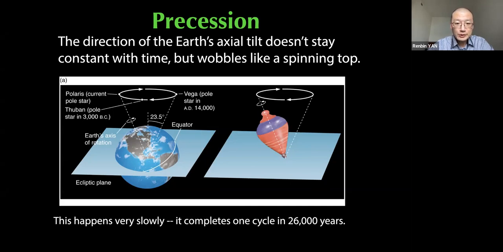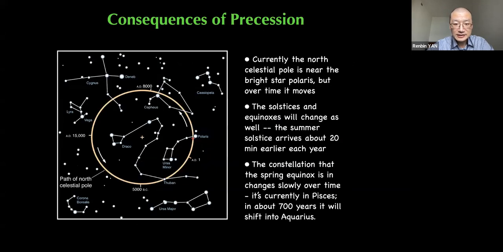The wobbling motion actually has a period of 26,000 years. So every 260 centuries, it will wobble around for one period. So it's a very, very slow wobbling motion, and it's very difficult to notice. But over long periods of time, we can notice that, and that causes a change in what stars we see in the sky.